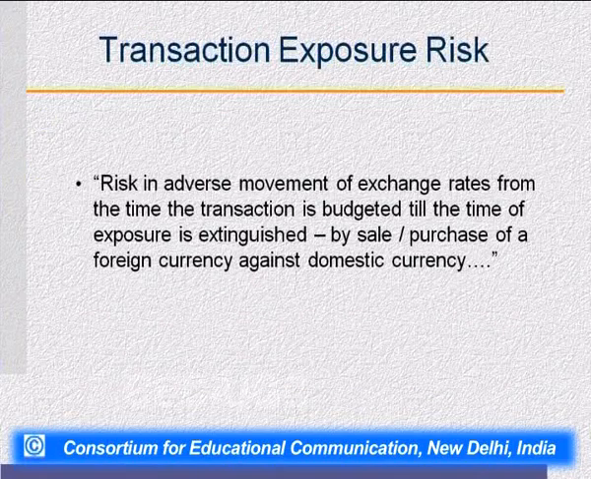So that's why we can talk about transaction exposure risk. What are the risks there? The risk is an adverse movement of the exchange rate from the time the transaction is budgeted till the time the exposure is extinguished by sale or purchase of a foreign currency against domestic currency. So if you are going to pay an import bill, then you have a risk. And what type of risk? The risk of an adverse movement of the exchange rate, even when the exchange rate fluctuates.